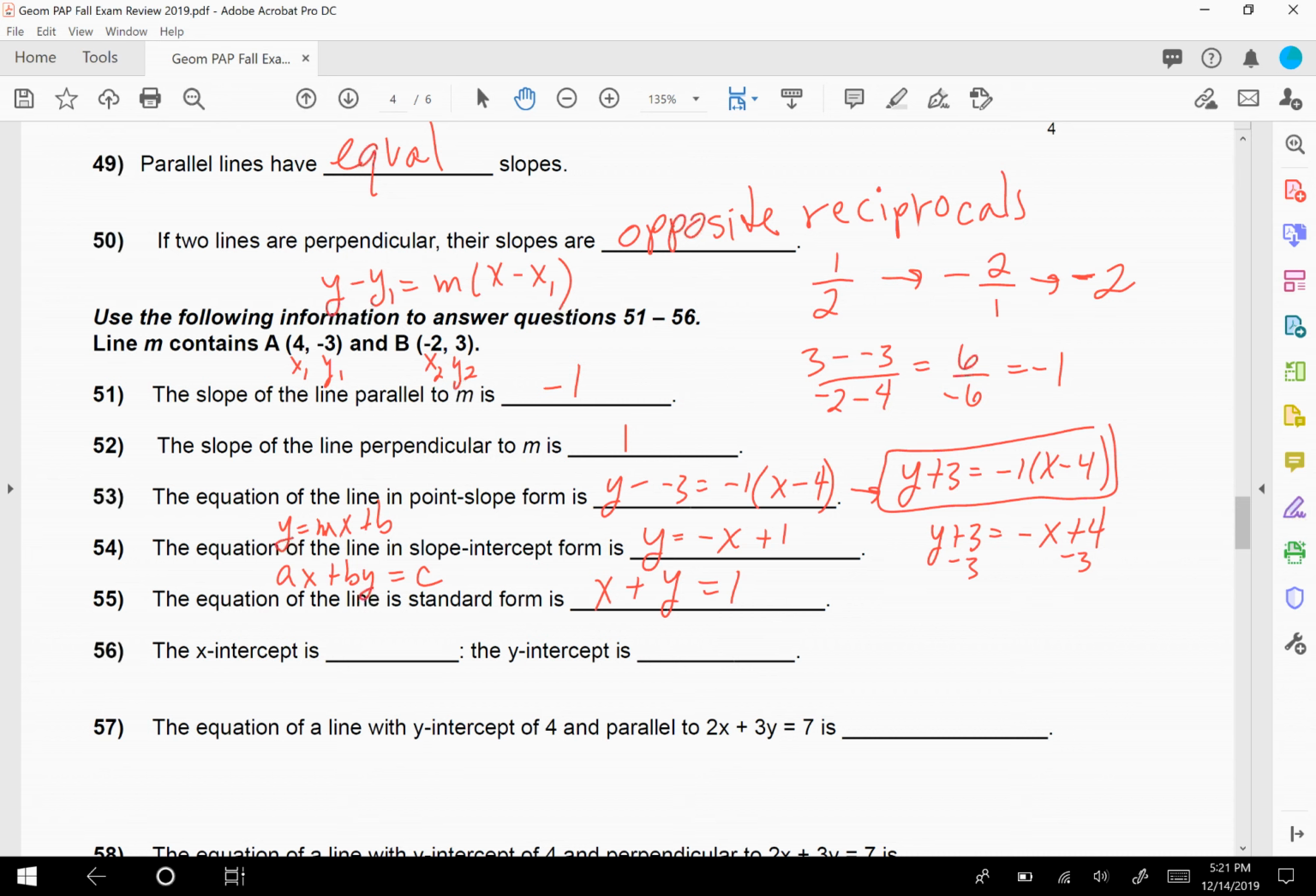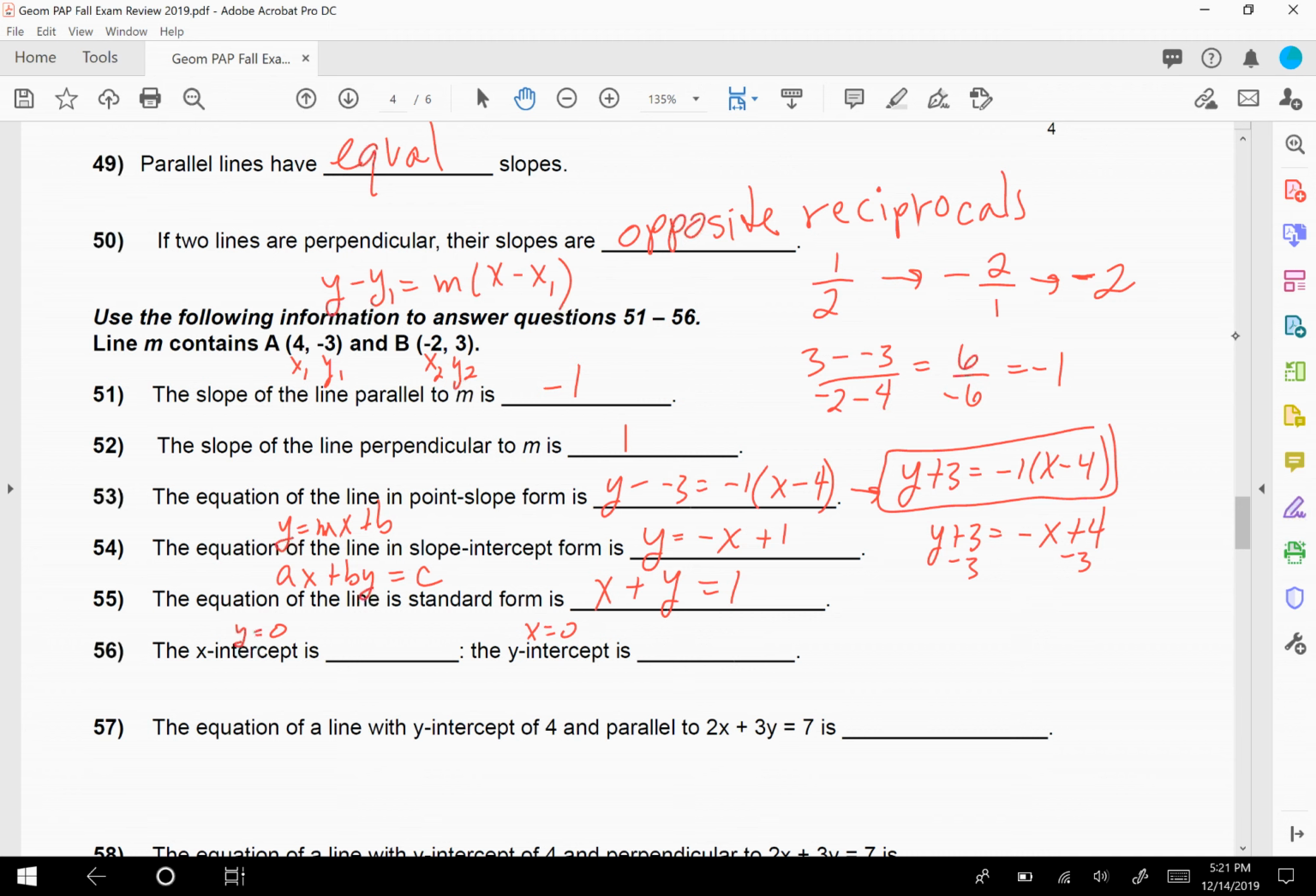The x-intercept is blank, and the y-intercept is blank. To find your x-intercept, you want to plug in y equals 0, and to find the y-intercept, you want to plug in x equals 0. For the x-intercept, you're trying to find where it crosses the x-axis, so you don't want it to be anywhere above it, that's why your y is 0. And for the y-intercept, we want to know where it's going to cross the y-axis.